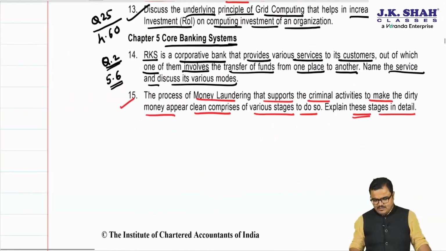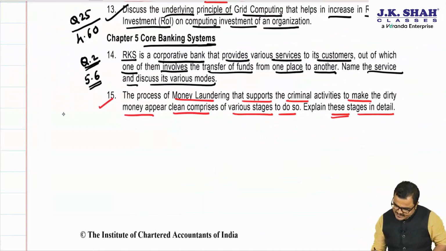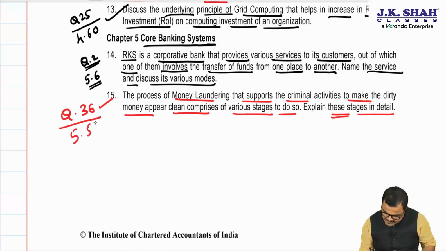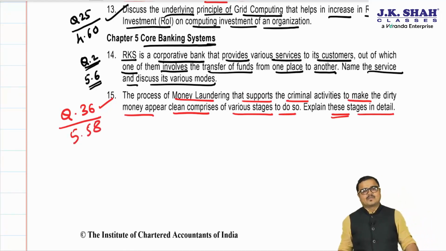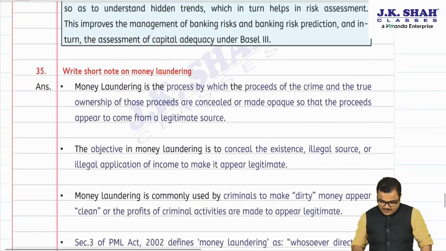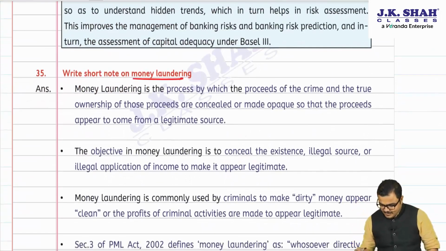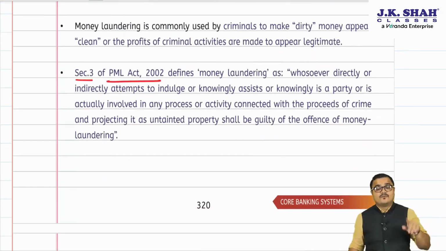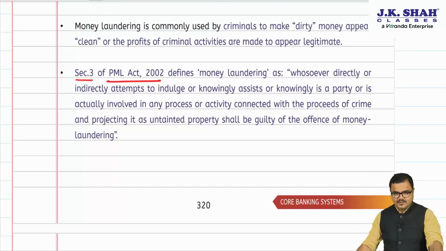Now this question, if you see in our book, is given as question number 36, and in the ICAI module, this question is given on page number 5.58. If you see question number 35, the money laundering definition is already given over here. Please don't forget to write this definition.